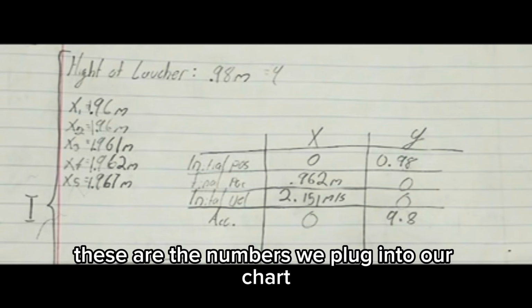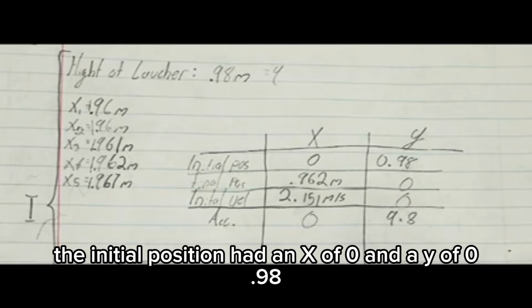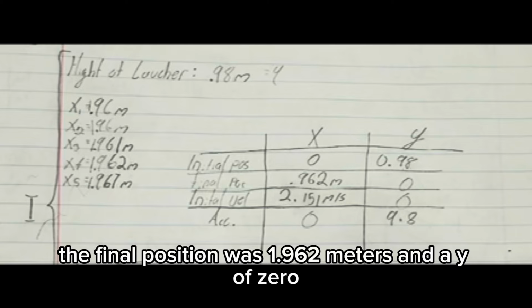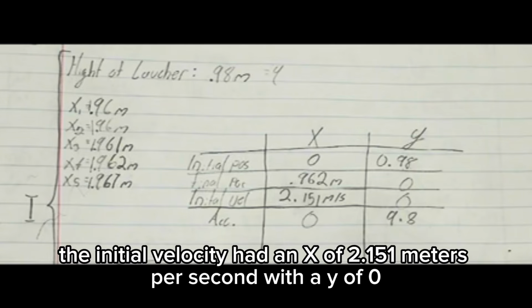These are the numbers we plug into our chart. The initial position had an x of 0 and a y of 0.98. The final position was 1.962 meters and a y of 0. The initial velocity had an x of 2.151 meters per second with a y of 0.